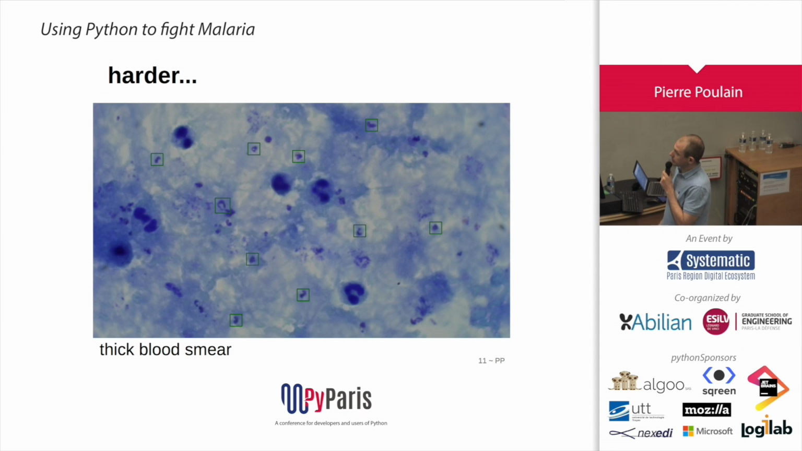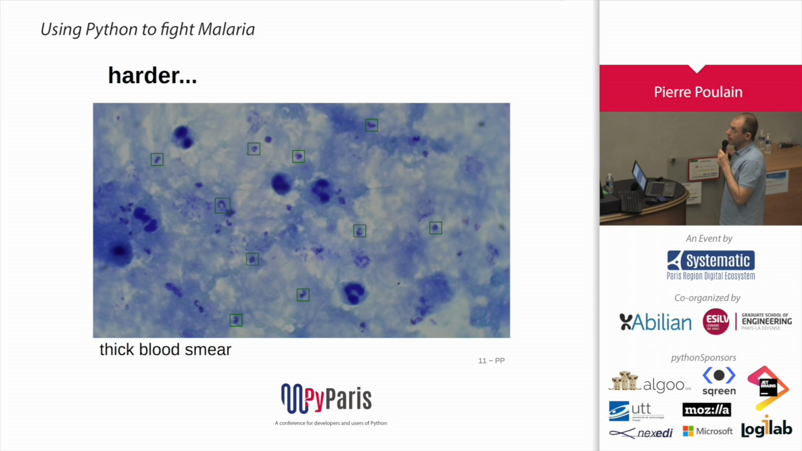This is a thick blood smear. This is the most common kind of examination you have to perform to diagnose malaria. You don't have the red blood cells now because they've been destroyed in the preparation process. You have the white blood cells here and here. And the parasites are here, here, here, also here. But I might have missed some of them. This is what, in everyday life, a technician has to do when you want to diagnose malaria.